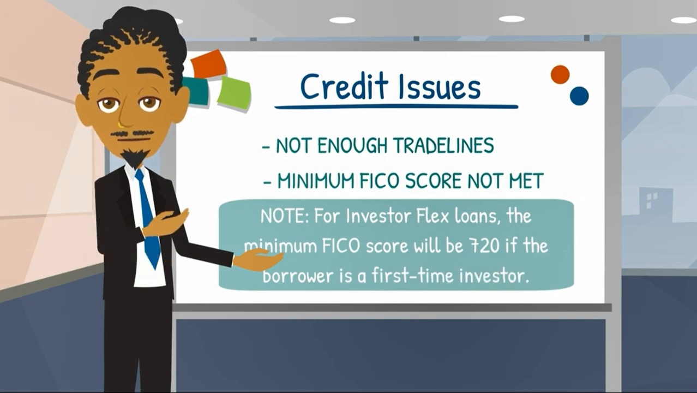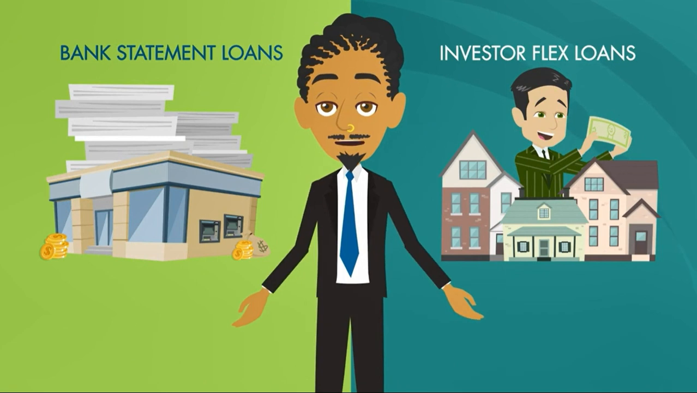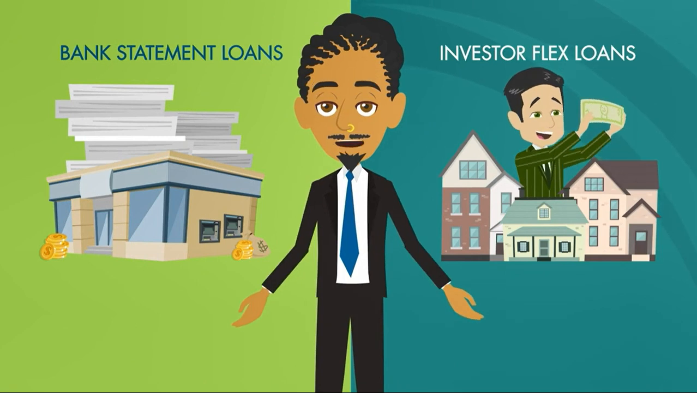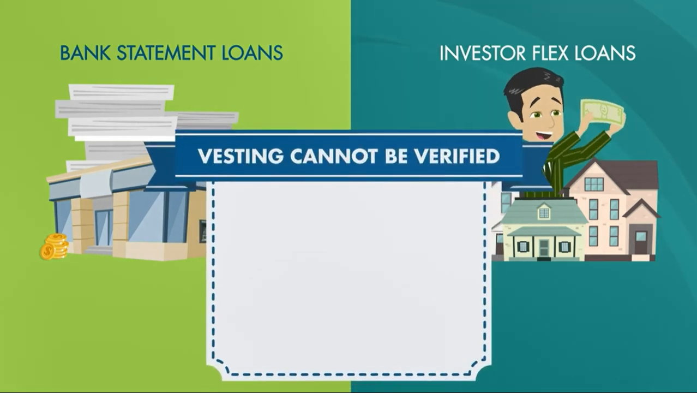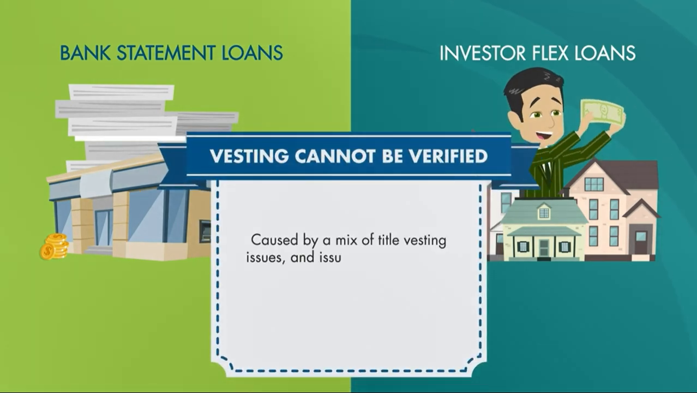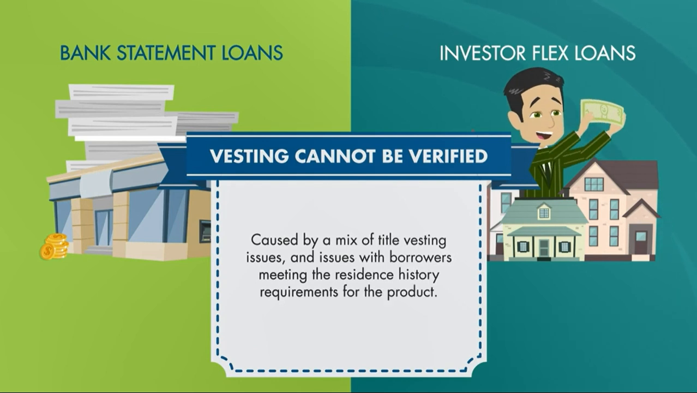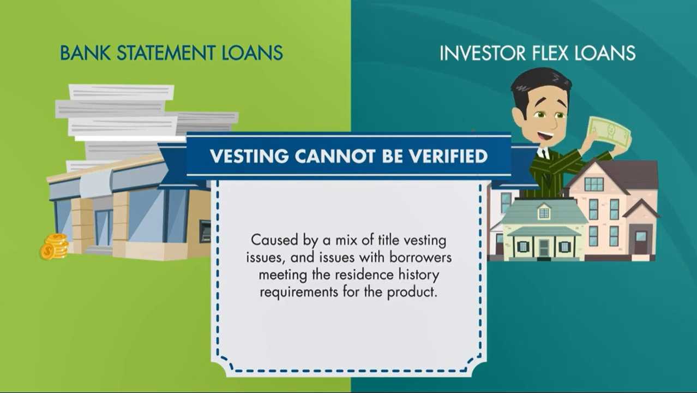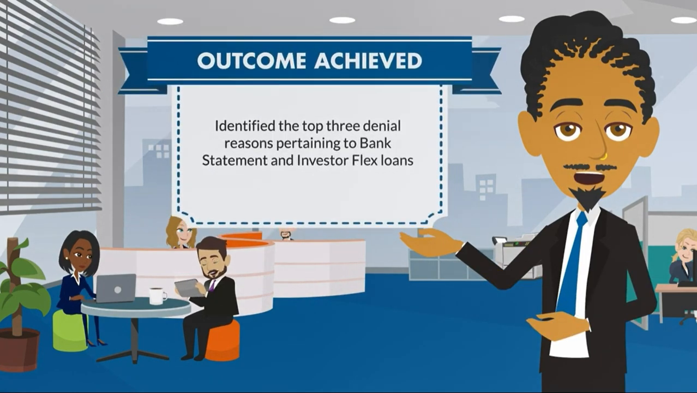The final denial reason that we see often among both products is that residence vesting cannot be verified. This can be caused by a mix of title vesting issues and issues with the borrowers meeting the residence history requirements for the product. Great job! Today we identified the top 3 denial reasons pertaining to bank statement and investor flex loans.